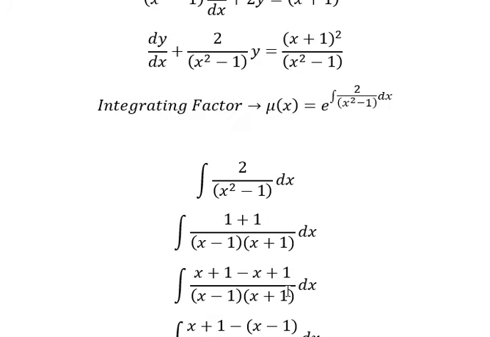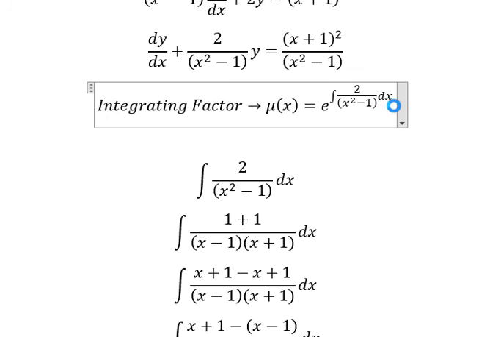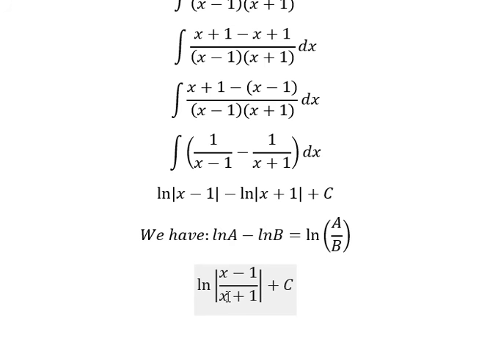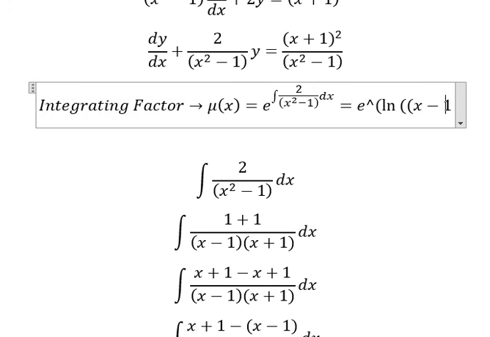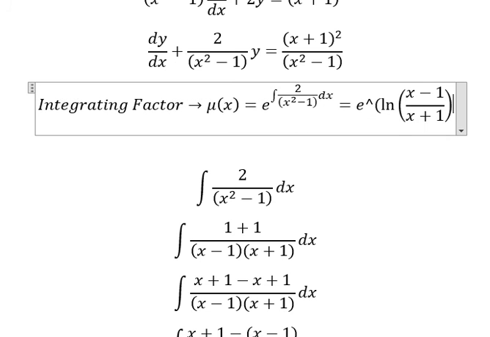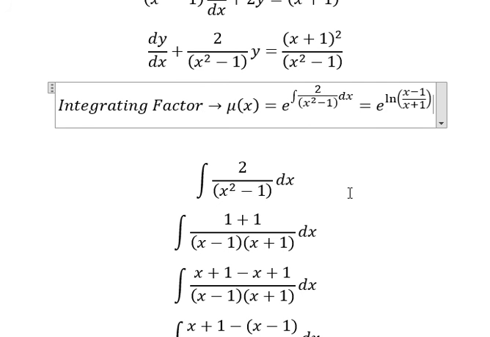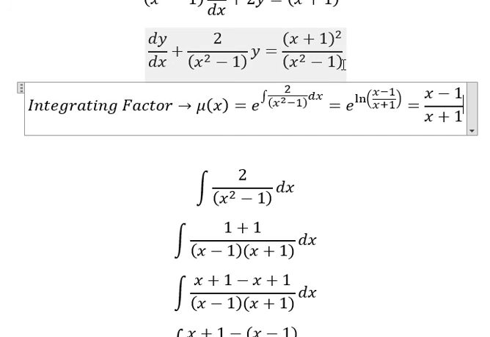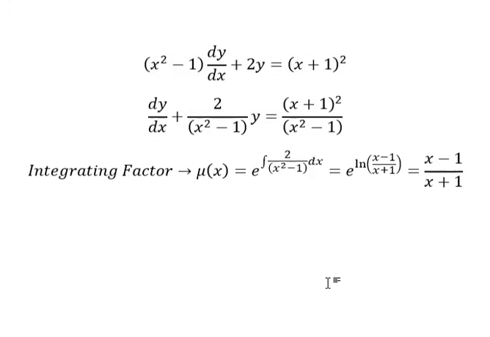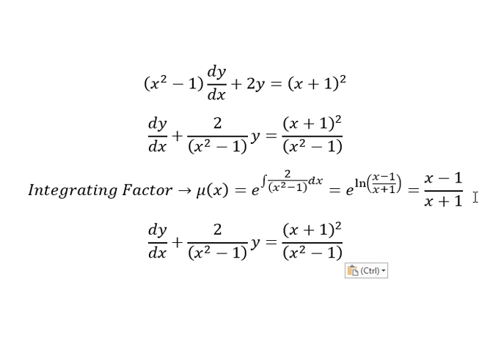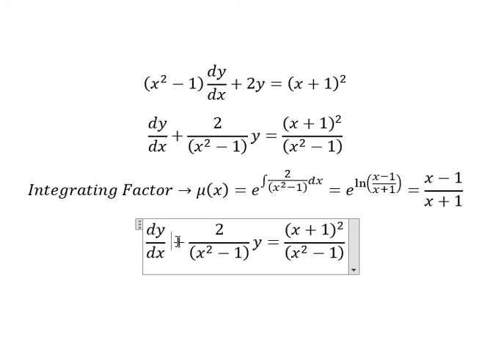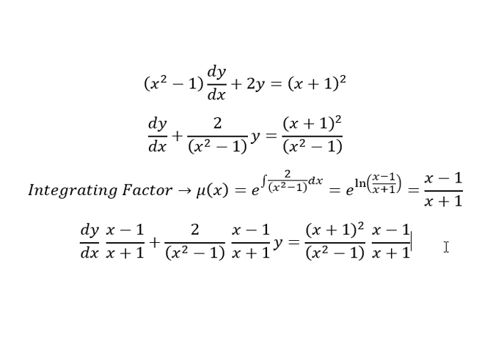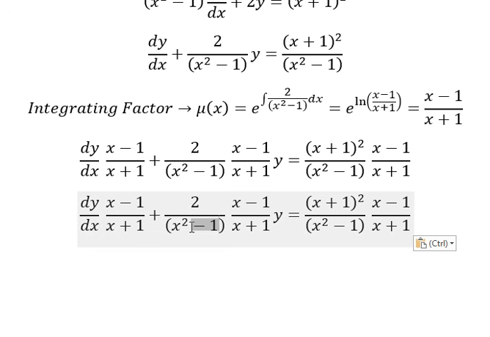After that, we can return back to here, and we put e to the power of ln of s minus 1 over s plus 1. For this one, we can write s minus 1 over s plus 1. So that means we multiply both sides by this one. Now we need to simplify this one.